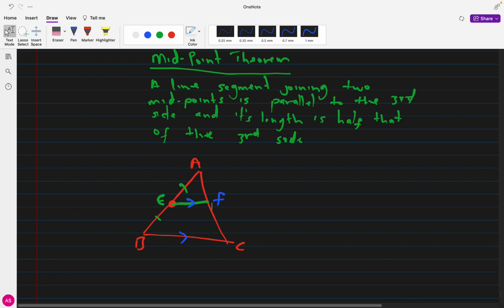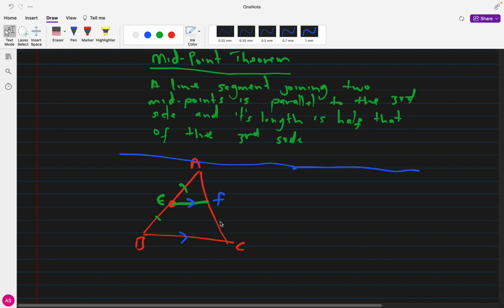In this case, we are not joining two midpoints. That's not what is happening in the converse midpoint theorem. Let me just underline that so that you guys don't confuse the two. You are basically joining the point E with the point F. Now you are only told that E is a midpoint, and that EF is parallel to BC.